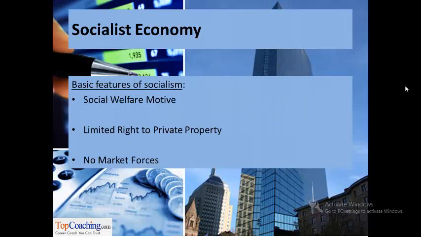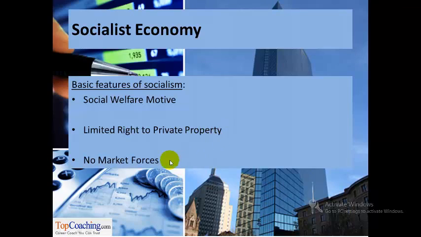Now let's have a look at some of the basic features of socialist economy. Social welfare motive. In socialist economy, social or collective welfare will be the primary motive of all the economic activities. Second is limited right to private property. The right to private property is limited, so all the properties of the country will be owned by the state.